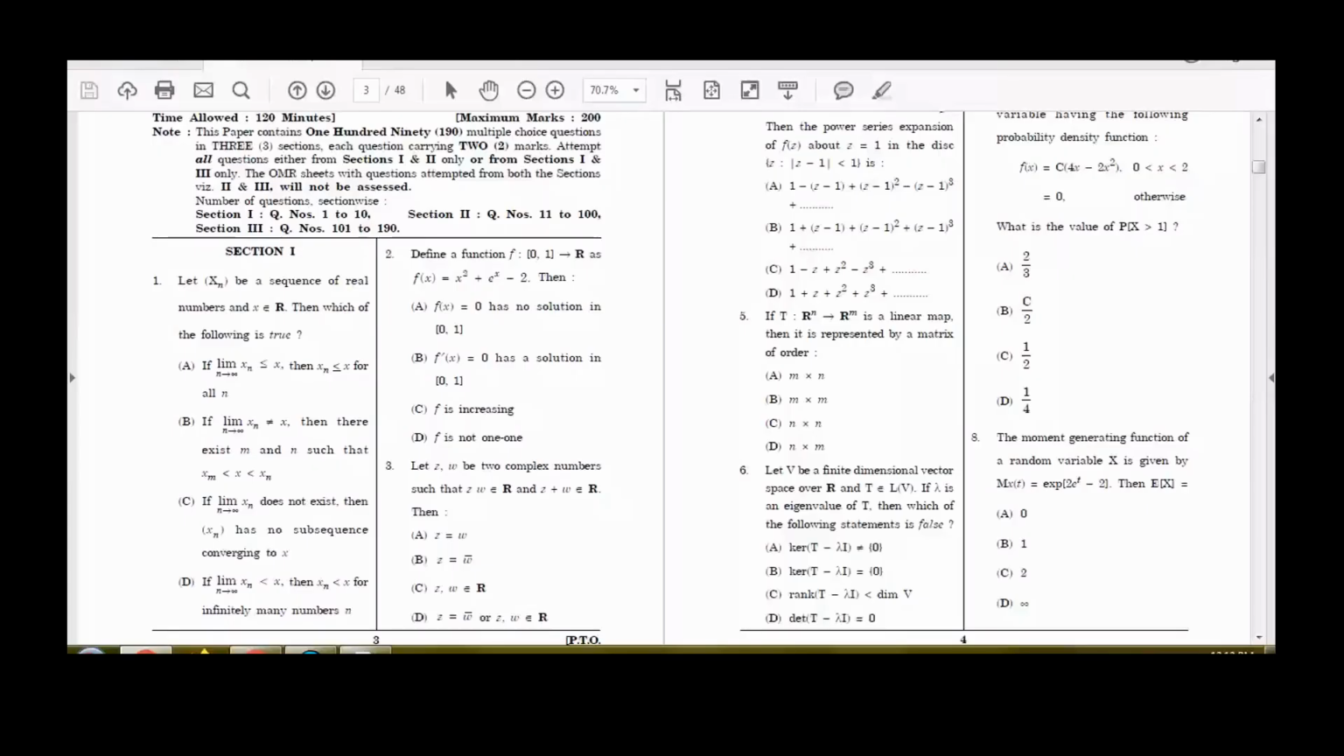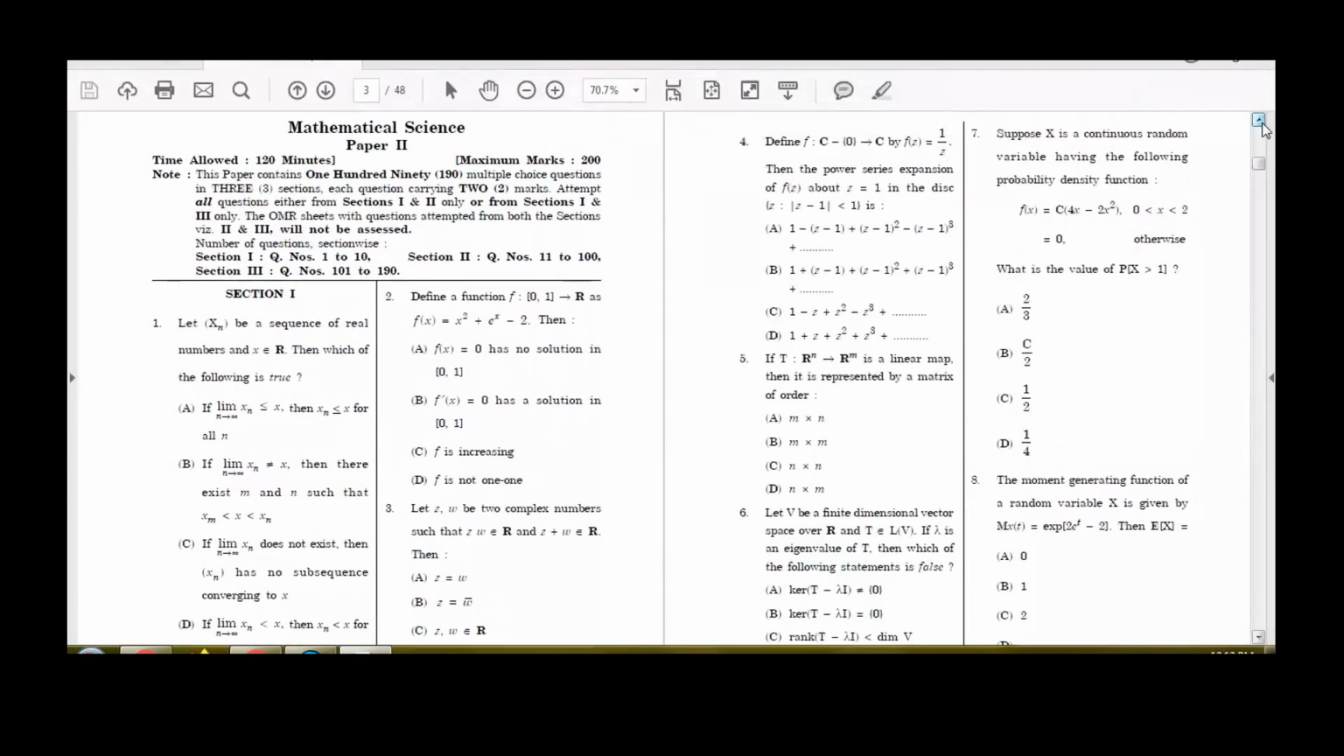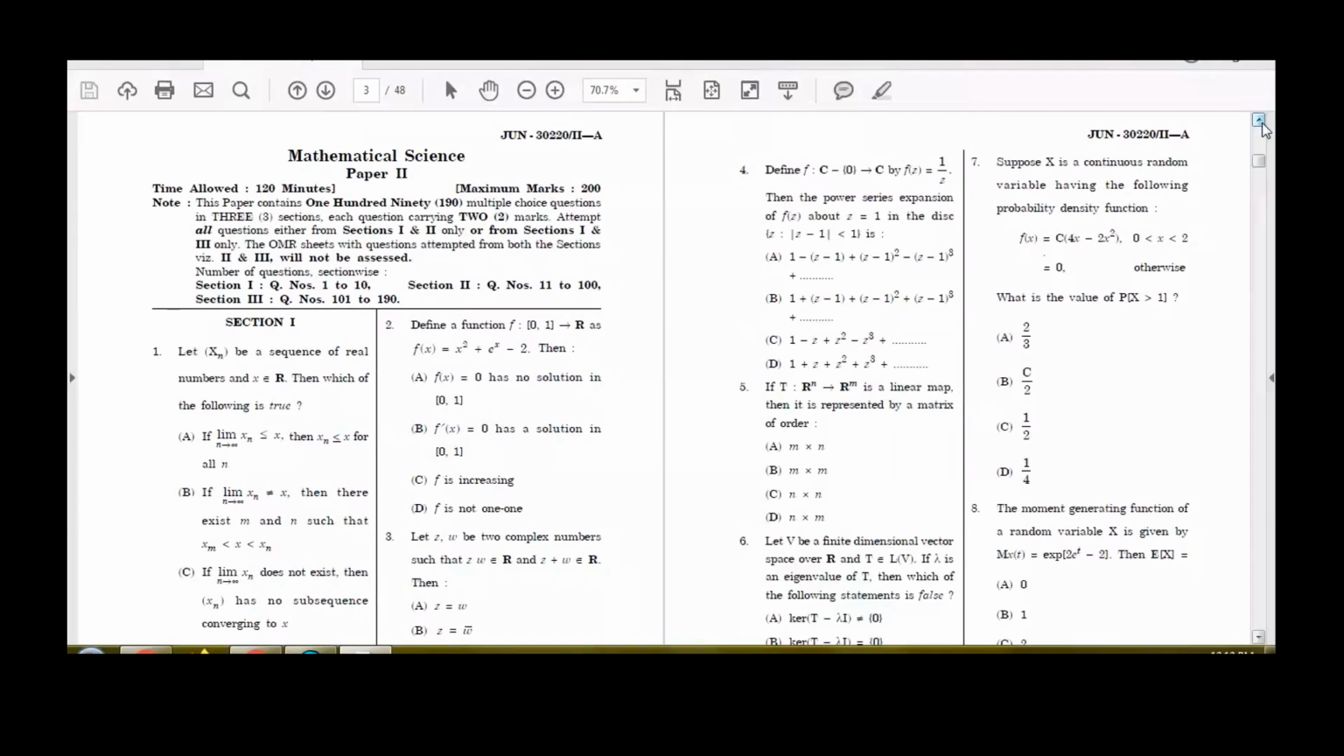So let's see the solution of section 1 of the paper Mathematical Science, paper 2 of the SET examination conducted for the states Maharashtra and Goa. In section 1 we have 10 questions, section 2 has 90, section 3 also has 90 questions. But section 1 and section 2 are applicable to people with a mathematics background, and section 1 and section 3 are for those with a statistics background.